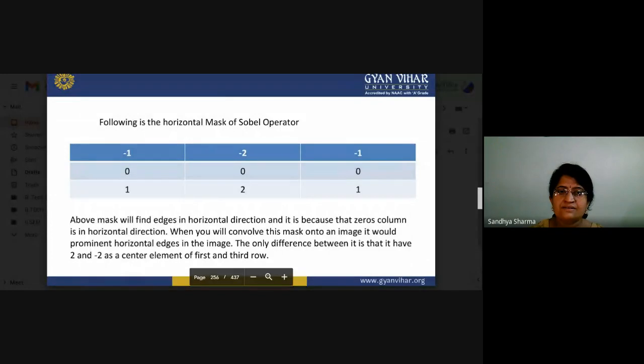You can see here, the above mask will find edges in horizontal directions, and it is because the zero row is in the horizontal direction. When you convolve this mask onto an image, it would make horizontal edges prominent in the image, and the only difference is that it has 2 and minus 2 as the center elements of the first and third rows.